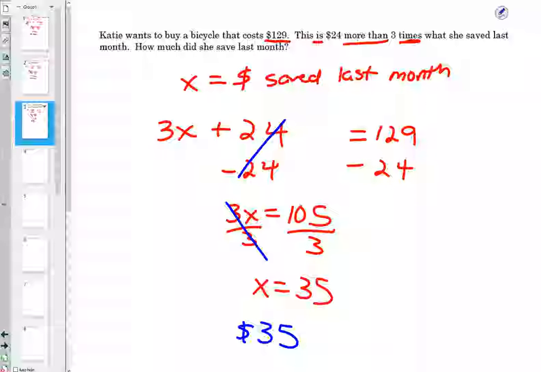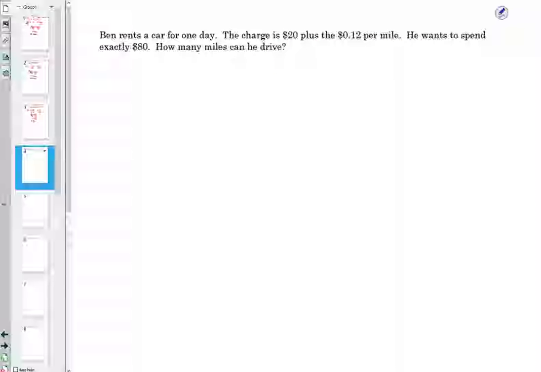Alright, so let's see if you can take what you've learned and apply it on your own. This is going to be nearly identical to the one we did 2 problems ago. Tell me how many miles can Ben drive?